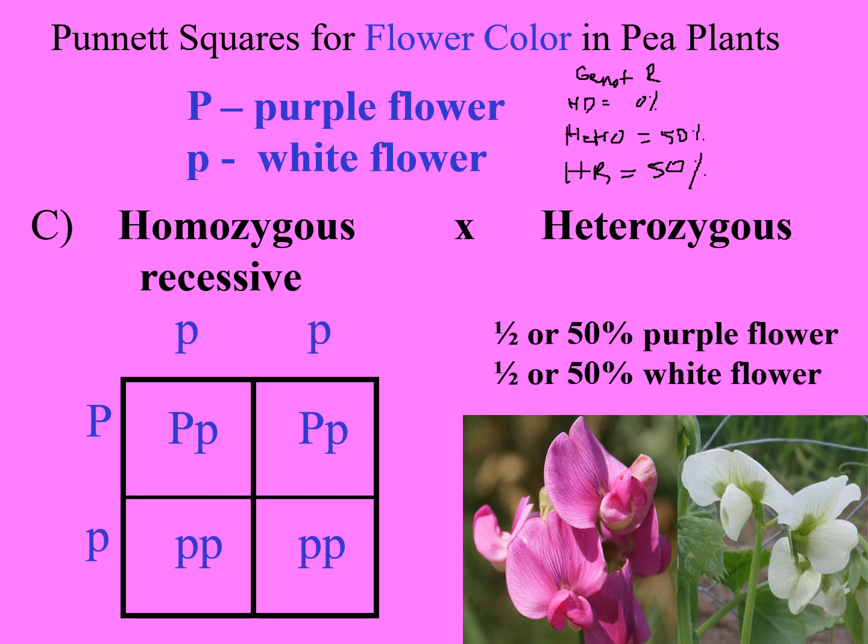As for my phenotype ratio, I would have 50%, these top two, here and here, being purple flowered, and these bottom two being white flowered. And again, has to add up to 100%. And again, this would be my phenotype ratio. Sorry, it's not labeled. Phenotype.